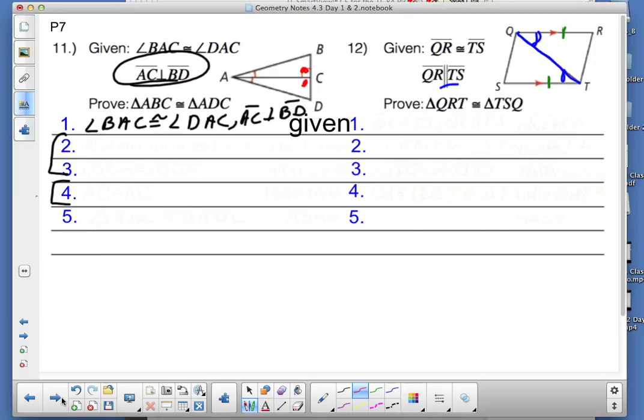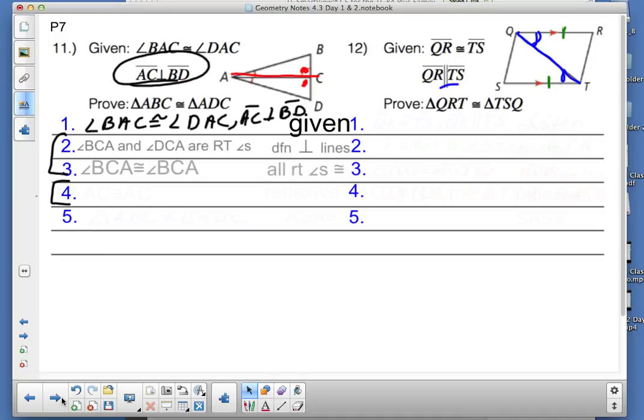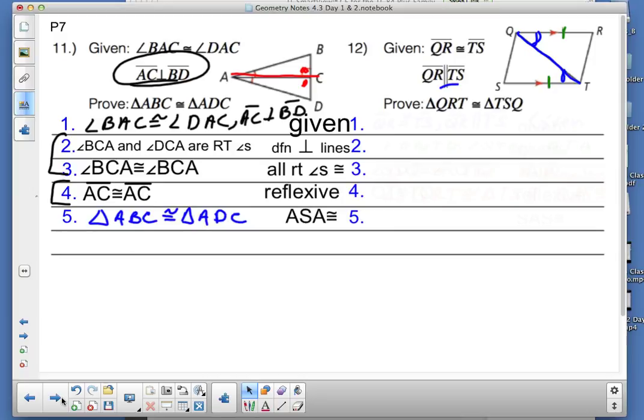What do you know about AC? Somebody said it, I think. Reflexive. Okay, so I got AC, it's congruent to itself. I'm golden, I've got angle side angle. Okay, so I've got my little two-step dance, I got my reflexive, and I got my ABC congruent to ADC triangles because of angle side angle.